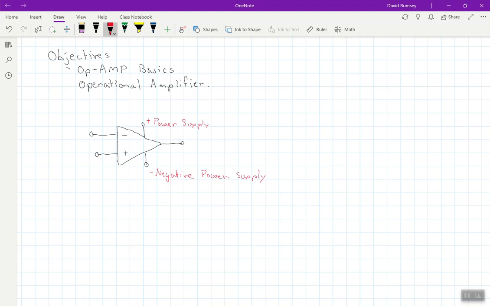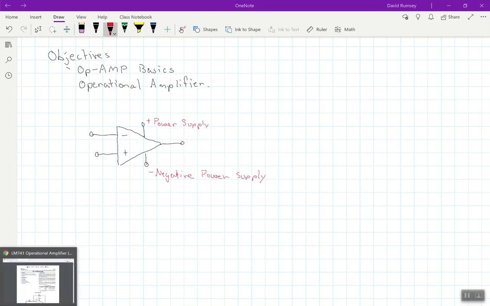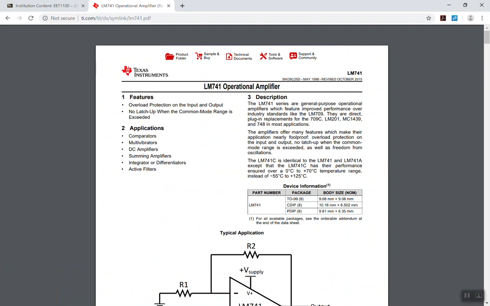Now, what's really going on is this is representing a chip. And really what's going on inside the chip is a lot more. There's a lot more complicated circuitry going on inside the chip. And to illustrate the circuitry that's actually going on inside the op-amp, I'm going to pull up a window here, which is a datasheet for an LM741 op-amp.